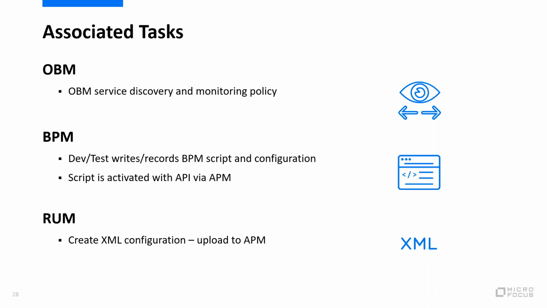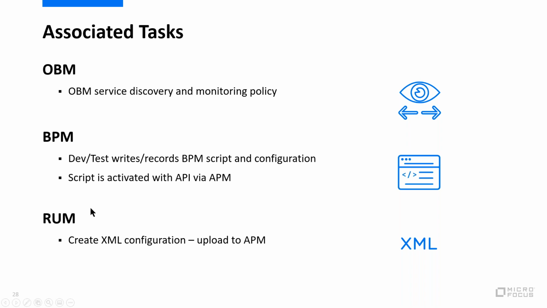It also means that operations can tweak those scripts or write their own scripts when they find failures and send those scripts back to test so that they can put that in their test suite, and so that that failure isn't going to happen anymore because it'll be caught then. And then that script will be activated with an API via APM.